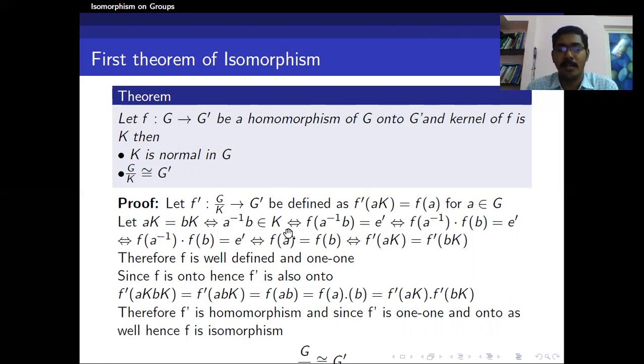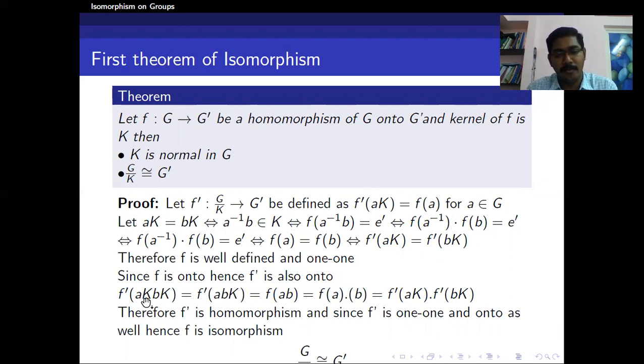Since f is a homomorphism, we can write f of a inverse b as f of a inverse into f of b, that is equal to e'. So if and only if f of a inverse into f of b equals e', if and only if f of a equals f of b, if and only if f' of aK is equal to f' of bK. Therefore, f' is well defined and one-one. Since f is onto, f' is also onto. f' of (aK)(bK) equals f' of (ab)K, because the product of two left cosets is again a left coset.